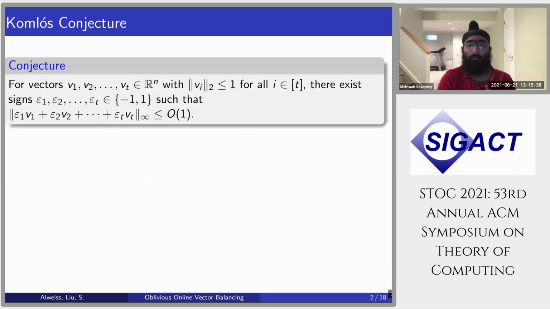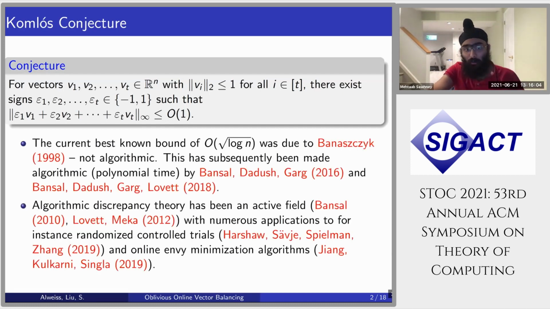One of the most famous open problems in discrepancy theory is the Komlós conjecture. You're given unit vectors v1 through vt in R^n, each of unit norm, and you want to pick signs epsilon1 through epsilon t such that the sum of epsilon i vi has L infinity norm at most a constant. The Komlós conjecture suggests that you can always pick signs in this manner. Unfortunately, it is not known, and the best known bound is of order square root of log n, due to work of Banaszczyk.